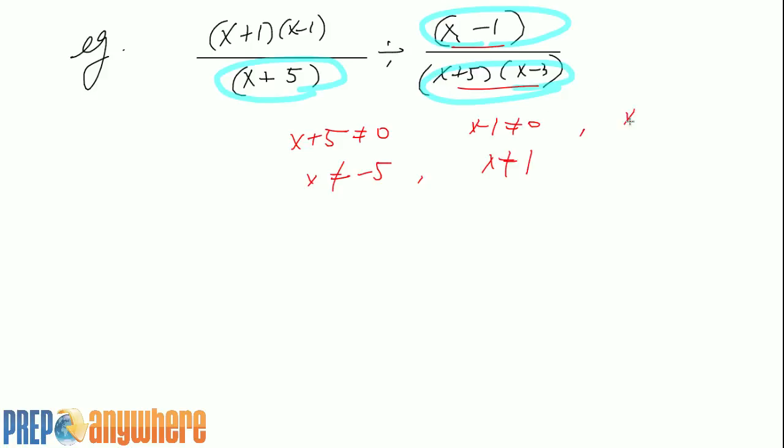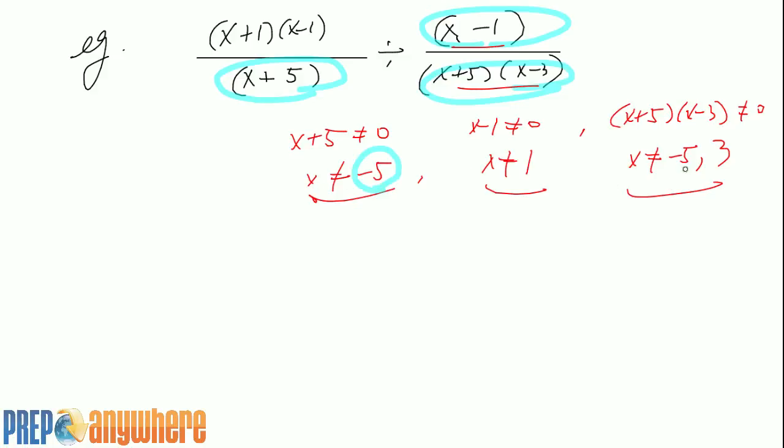And from this, x plus 5 and x minus 3 cannot be 0. You get x cannot be negative 5 and at the same time 3. Now look, we get 1, 2, 3 restrictions, 3 conditions. But if you combine them, you can see that this has been overlapped. It's been repeated. So your final answer, you have to state it as x cannot be negative 5, 1, and 3 only. You don't have to write negative 5 twice. Make sense?